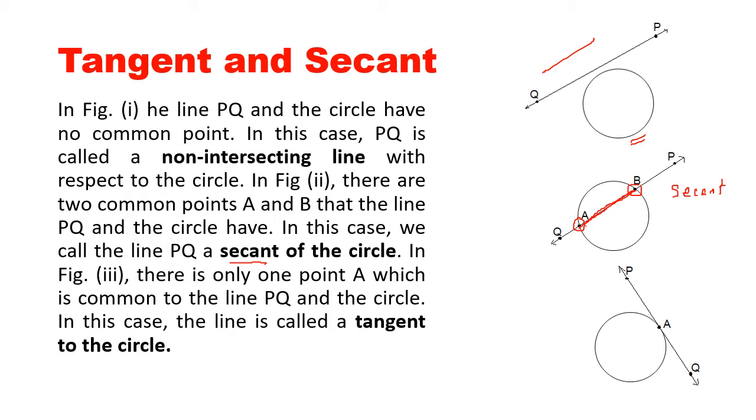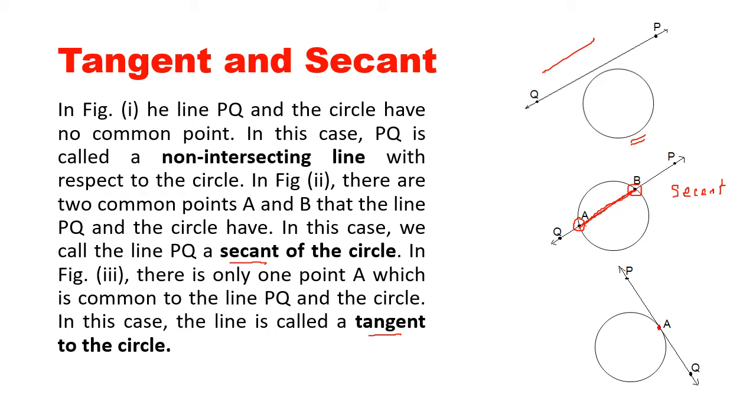If the line intersects the circle in only one point, what is it called? It is called the tangent. So understand the difference. Look at the 3 cases. In the first case, the line does not intersect the circle, so it is a non-intersecting line. In case 2, the line intersects the circle in 2 different points, A and B, so this line is called the secant of the circle. In the third case, the line intersects the circle in one and only one point, so it is called the tangent. So remember what is a non-intersecting line, what is a secant, and what is a tangent.